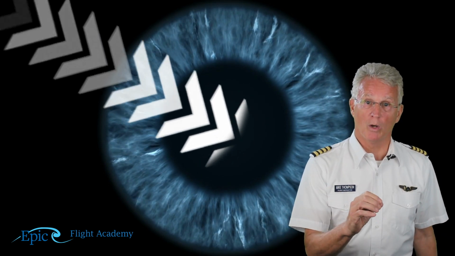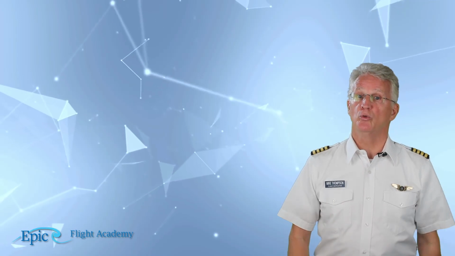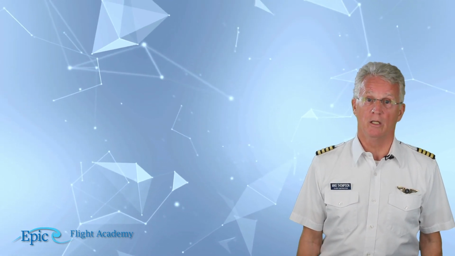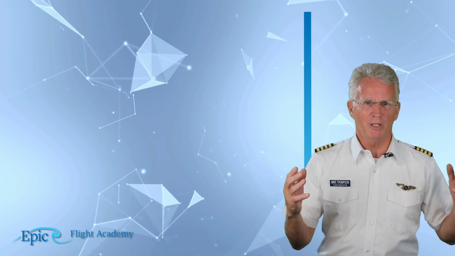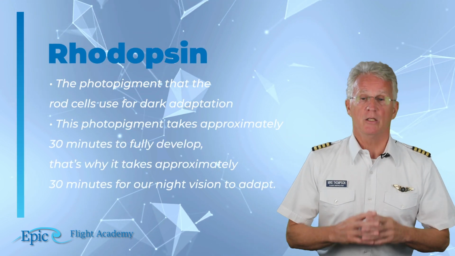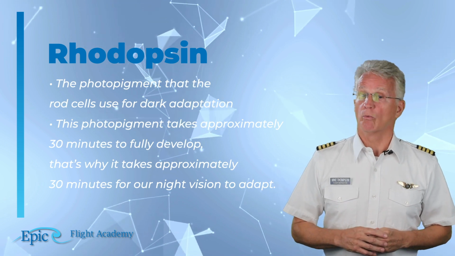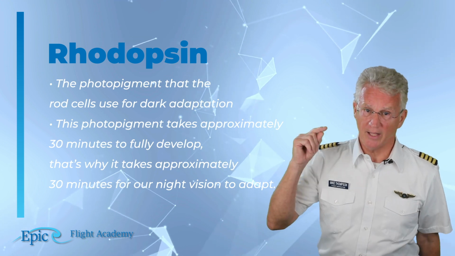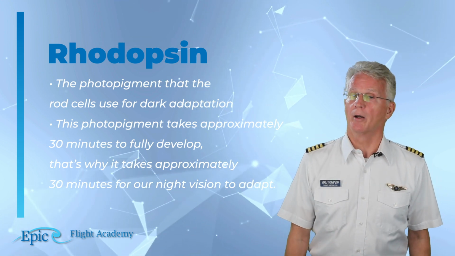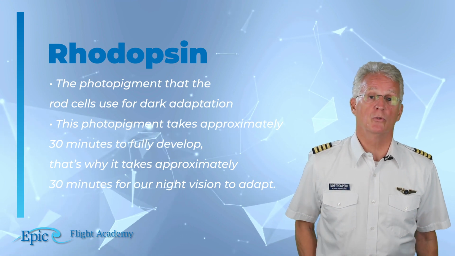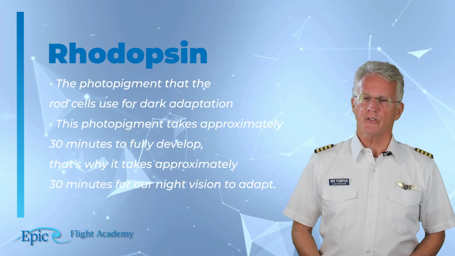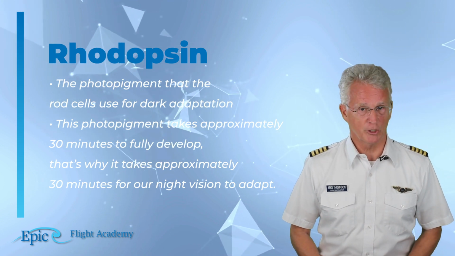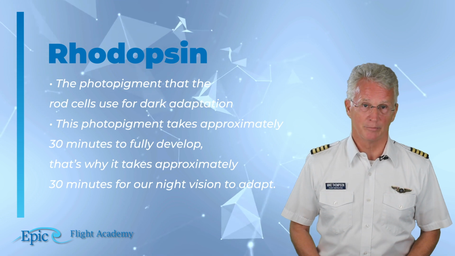But meanwhile, those 92 million rod cells need more time to adapt to seeing in dim light conditions. Why? Because rhodopsin is the photopigment that the rod cells use for dark adaptation. And this photopigment takes approximately 30 minutes to fully develop. And that's why it takes approximately 30 minutes for our night vision to adapt.